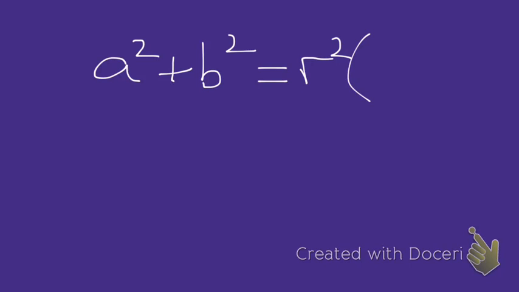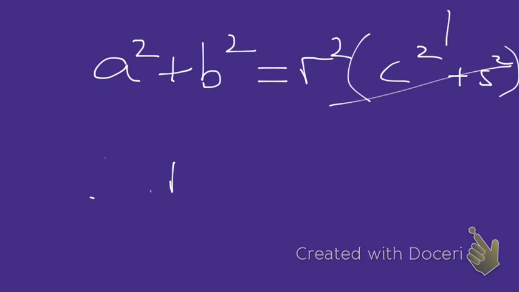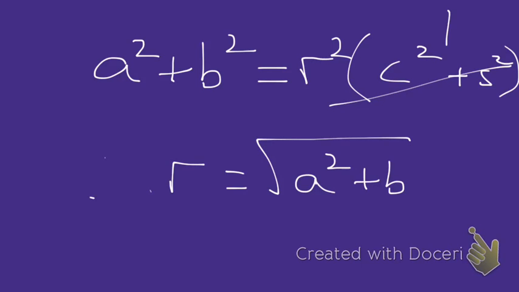Therefore I get a squared plus b squared on the left hand side, and on the right hand side I get r squared times cos squared alpha plus sine squared alpha, and that's just 1. So therefore I know that r is the square root of a squared plus b squared. That always happens. You would normally be expected to do all this work in a question, but that always happens.